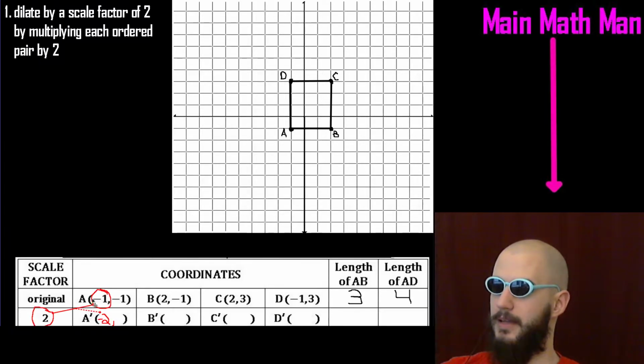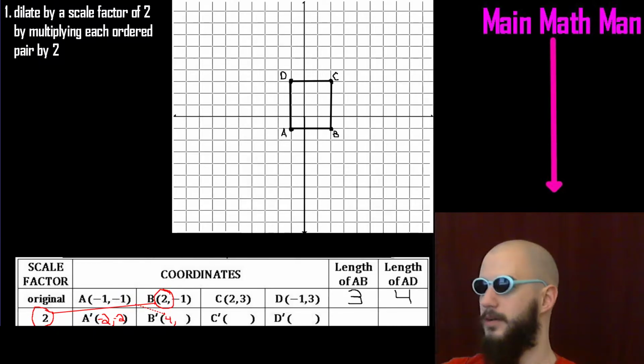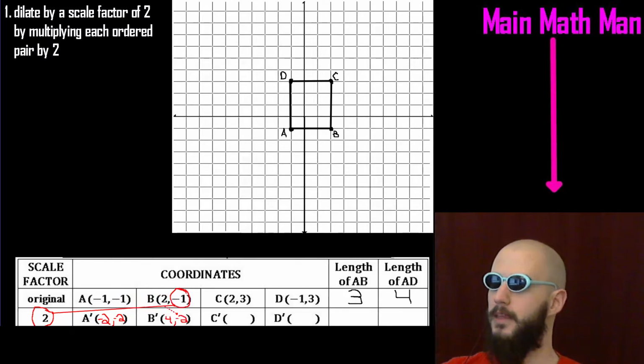So I'm going to dilate by multiplying each of those points. So I'm going to have -1 times 2 is -2. Same thing for the y. And then point B prime is going to be 4 because we get 2 times 2. -1 times 2, yeah, that's still -2. 2 times 2 is still 4. And 3 times 2 is 6. And lastly, again, just multiply each of those ordered pairs by the scale factor.